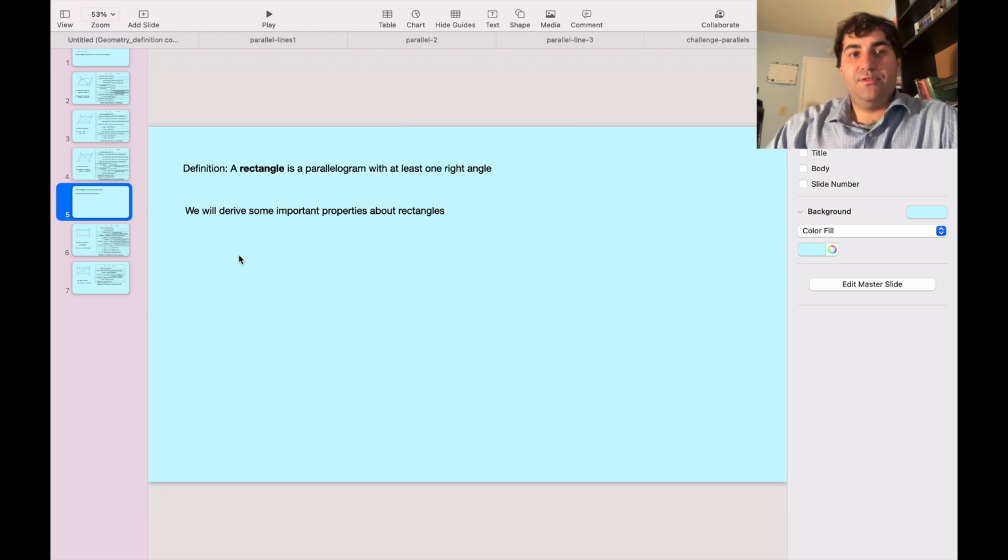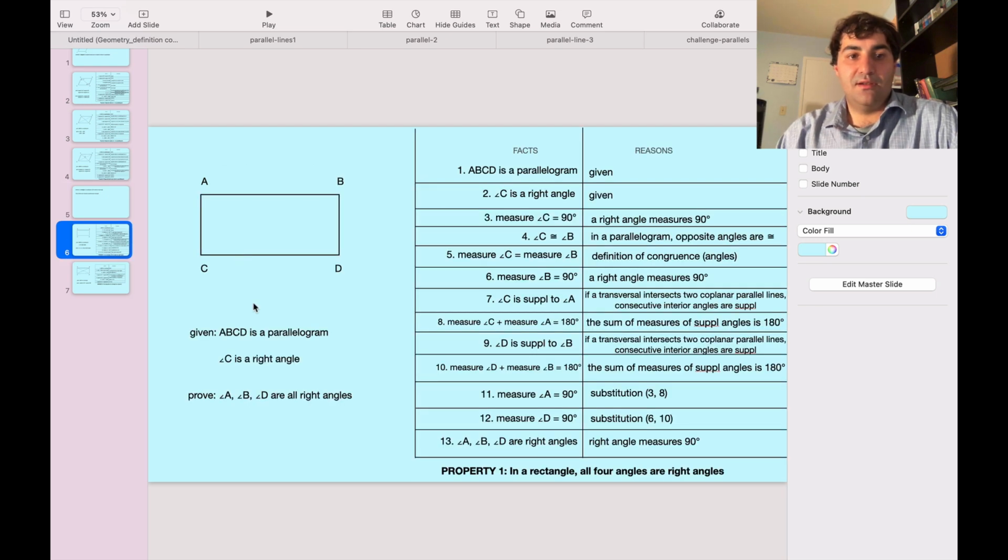Okay, so now I want to move on to rectangles. So a rectangle is a parallelogram with at least one right angle. So let's derive some properties about rectangles. We'll start off with ABCD is a parallelogram and angle C is a right angle. And I'm going to prove that angle A, angle B, and angle D are all right angles.